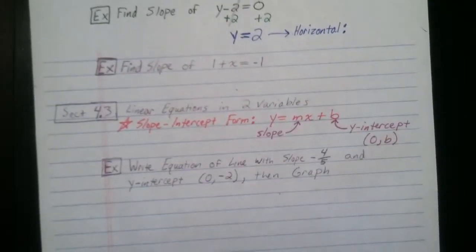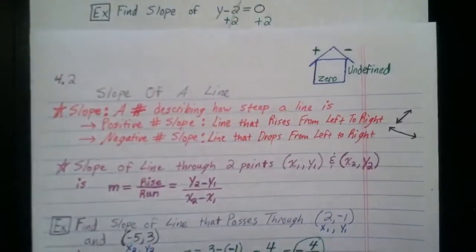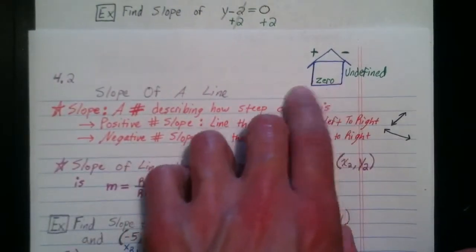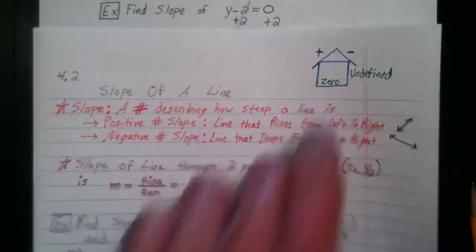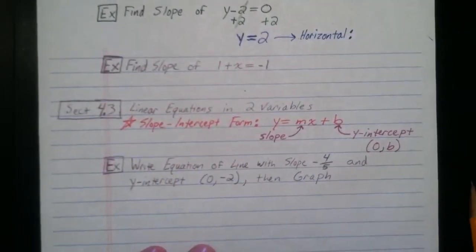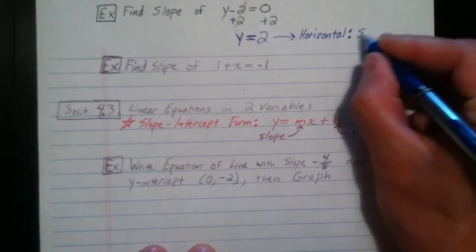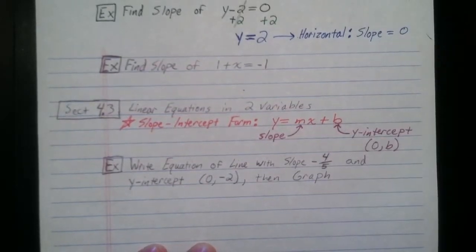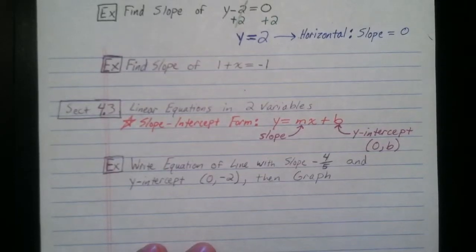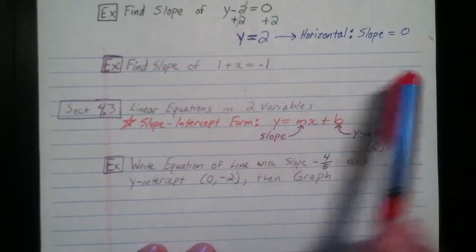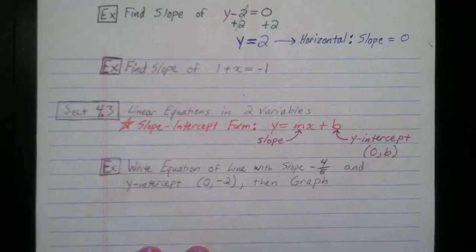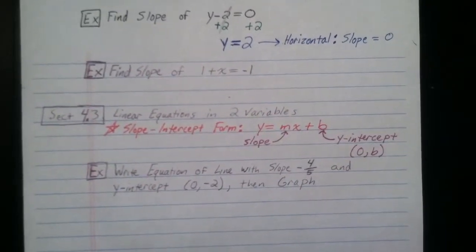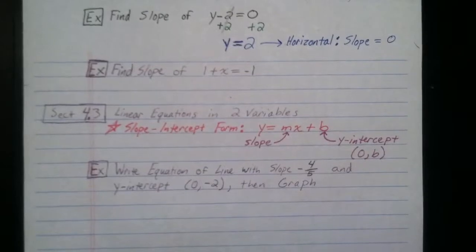we can go back to the first part of section 4.2 notes we just completed. Remember that slope house I gave you? A horizontal line always has a slope of 0. Okay. So, any horizontal line, slope is 0. There's our slope. Now that's different than when you have an undefined slope, which is what we're going to end up with in this next example.